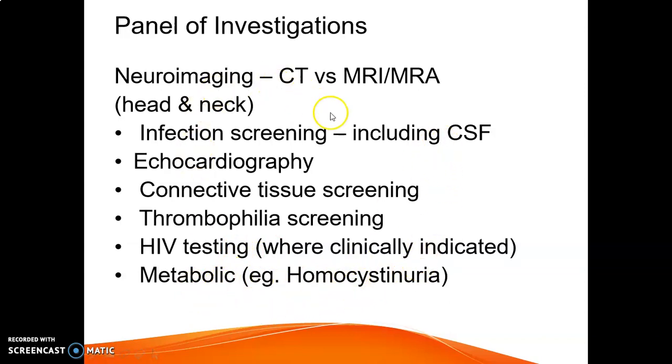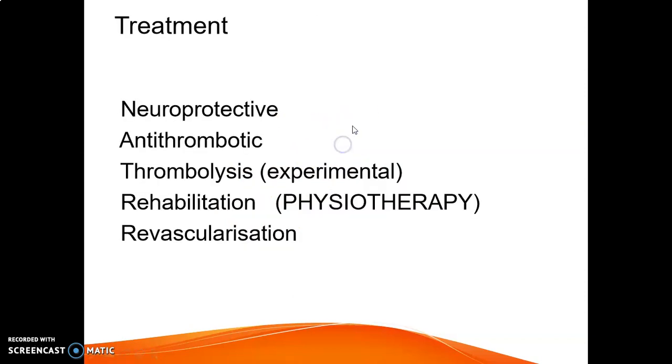So all these investigations have to be done because we are talking about a small child. Usually in children it is not related to atherosclerosis or high cholesterol, high BP as in adults. So we have to look for other conditions, and if you don't look for that, then the child is in danger. Treatment, or neuroprotective treatment.